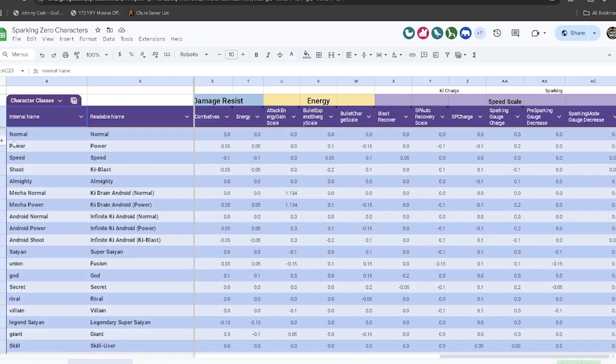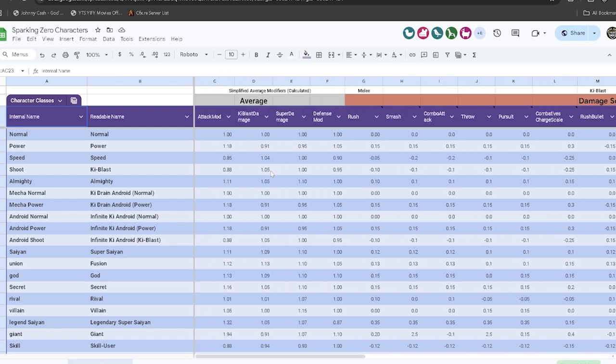So these are your classes, and you can go over here to character classes in order to see what it does. So we can see that the normal class basically has no multipliers on it at all. Let me go over here. So this is all 1 times multiplier and 0 damage increase for your smashes, rushes. So it's basically 0, right? Power class, you can see it has an attack modifier. It has a ki blast damage modifier so it does less ki blast, but it does more attack. I think these modifiers are averages over your rush, smash, combo attack. So that's how we derive from this. Let's see if they put a note on. They did not.